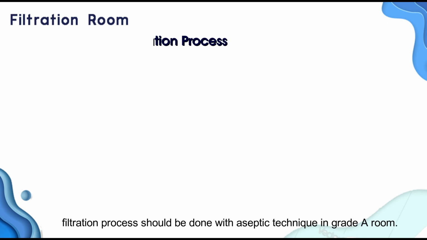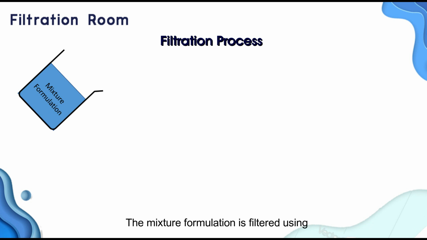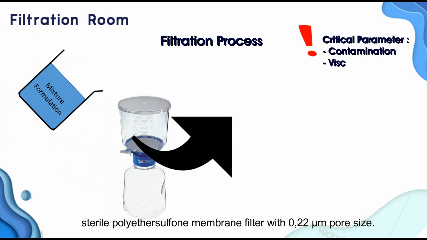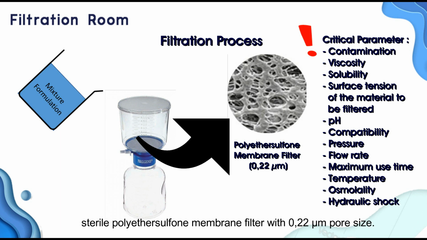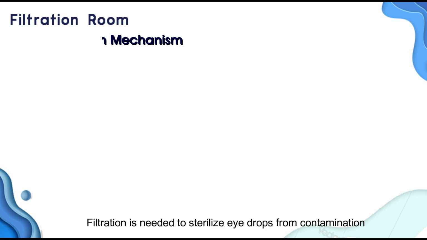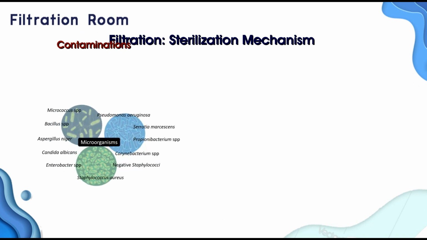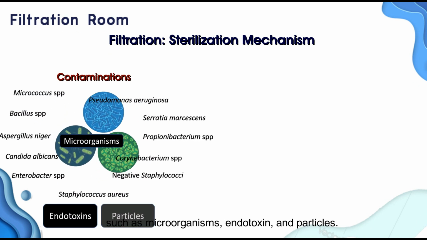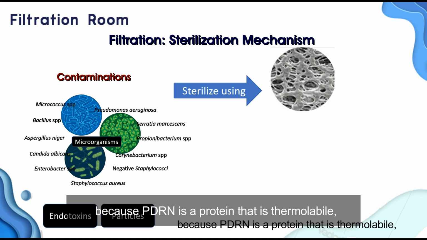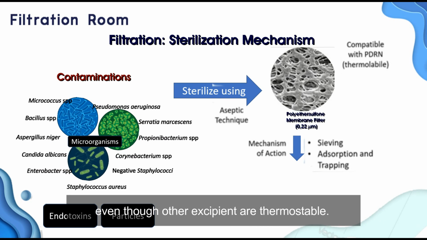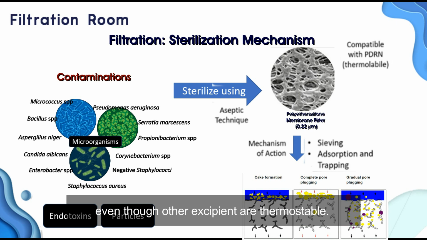The filtration process should be done with the aseptic technique in grade A. The mixture formulation is filtered using a sterile polyether sulfone membrane with 0.22 micrometer pore size. Filtration is needed to sterilize eye drops from contamination such as microorganisms, endotoxin, and particles. The sterilization method using filtration is chosen because PDRN is a protein that is thermolabile, even though other excipients are thermostable.